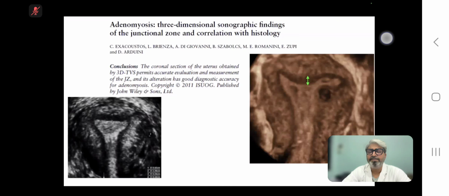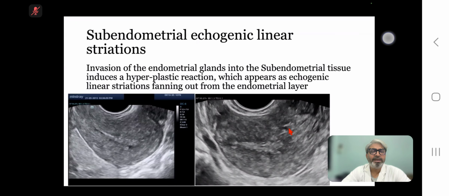We can measure the same, but by ultrasound characterization, mere thickening, abnormality of contour, interruption, and irregularity should be taken as a feature of adenomyosis rather than attributing any quantitative value to the endomyometrial junction zone. The next one can be subendometrial echogenic linear striations.